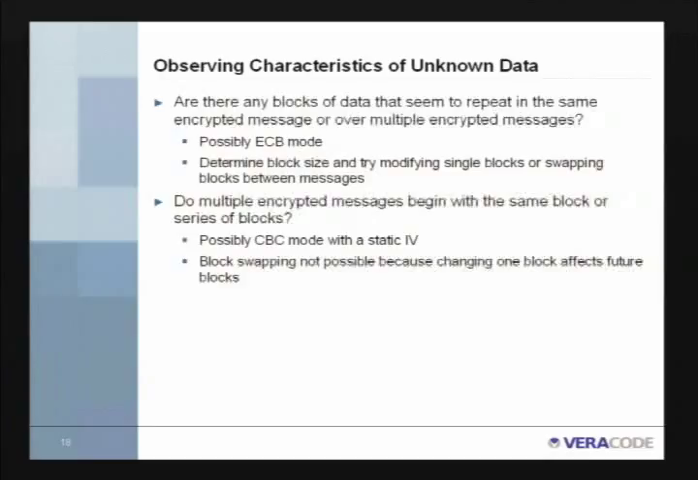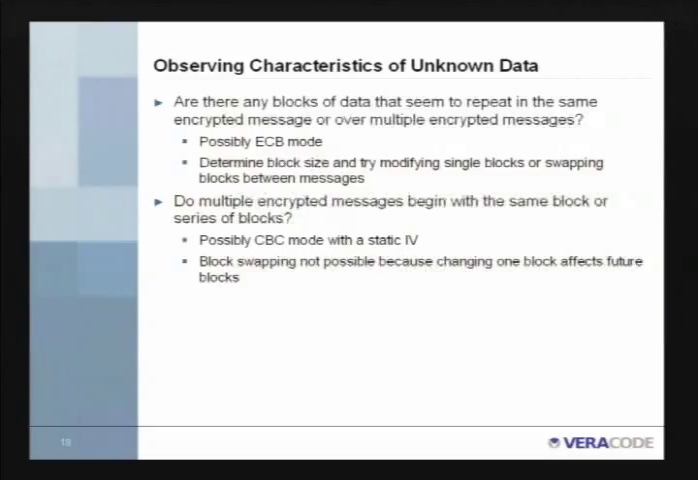Okay, another thing we can look for: are there any blocks of data that seem to repeat in the same encrypted message, or over multiple encrypted messages? So if we've determined that this is a block cipher because it's say 64 bytes, and we've broken it down into 8-byte chunks or 16-byte chunks, can you find any places where, once you've broken it down on those block boundaries, the same block appears more than once? That's definitely a sign of ECB mode.